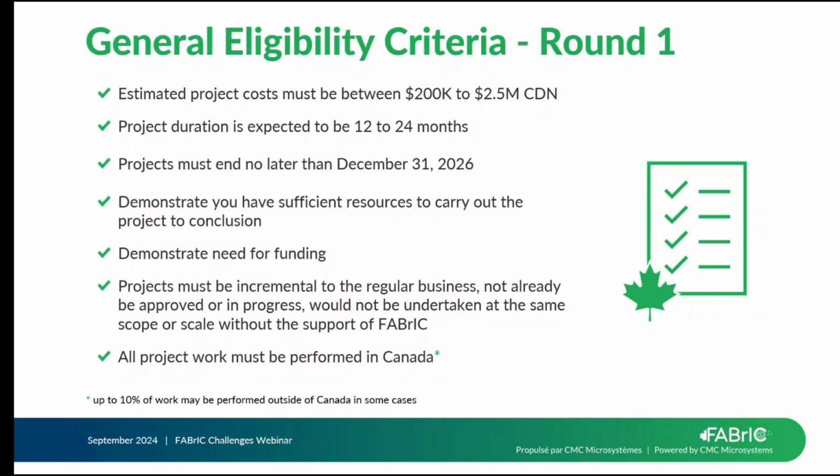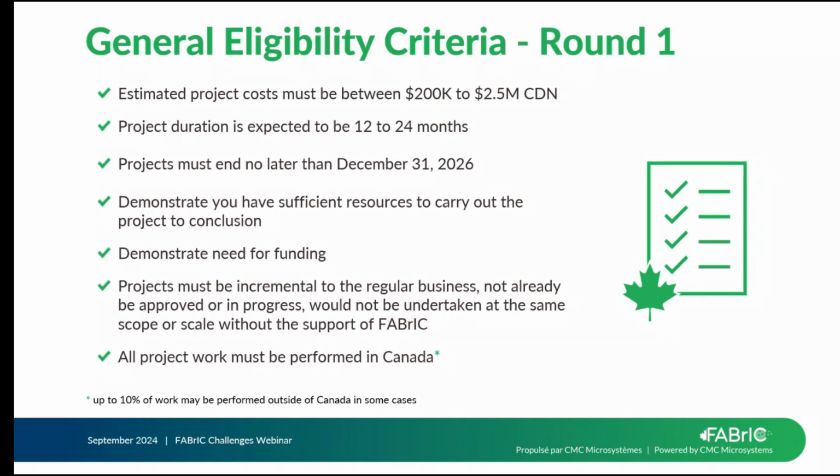So let's talk about the individual project's eligibility. And this is across both of the project streams. It applies both to the IoT projects as well as the semiconductor fabrication projects. For this particular round, we're looking for projects that have total eligible project expenses between $200,000 and $2.5 million Canadian. The projects are expected to have a duration somewhere between 12 and 24 months, so they need to be substantial projects. But all projects need to be completed no later than December 31st, 2026.